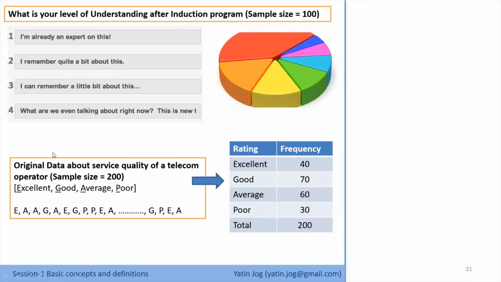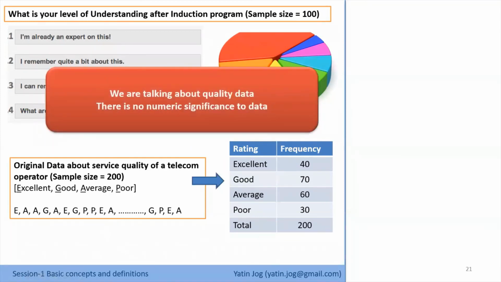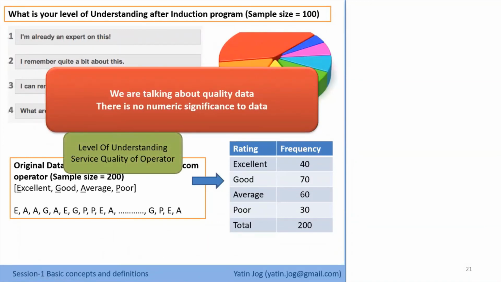So in all these examples, I have taken only these 2 examples. What we are dealing with is quality data. There is no numeric significance to the data, like level of understanding or service quality of an operator. And generally we are talking about nominal and ordinal types of variables, or nominal and ordinal scales. And this is nothing but your qualitative data.